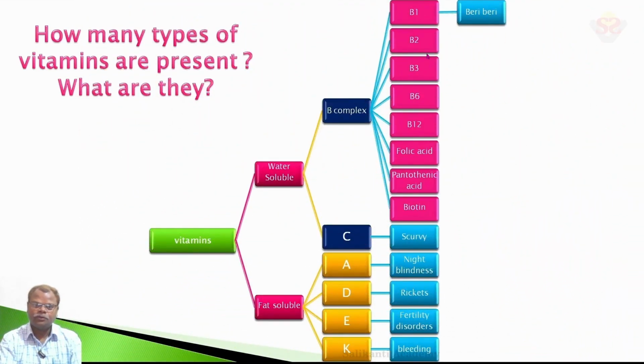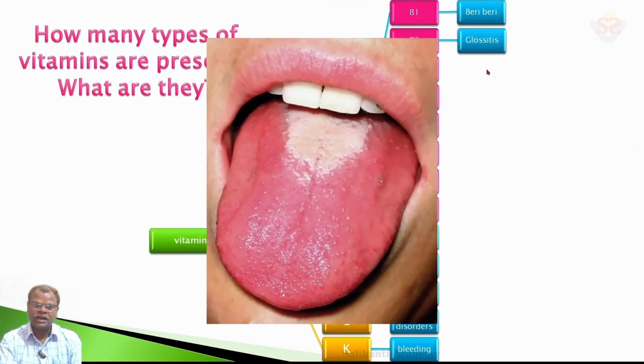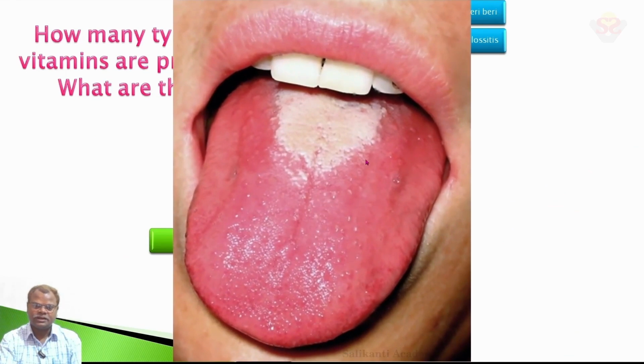Lack of vitamin B2, riboflavin, causes glossitis. The characteristic of glossitis is a reddish tongue. They feel it is very hard and painful during eating due to this glossitis.